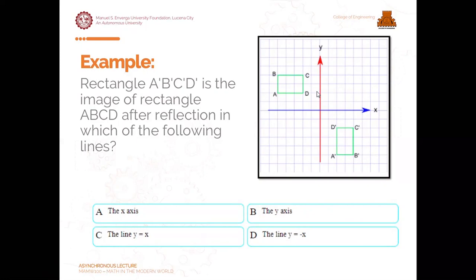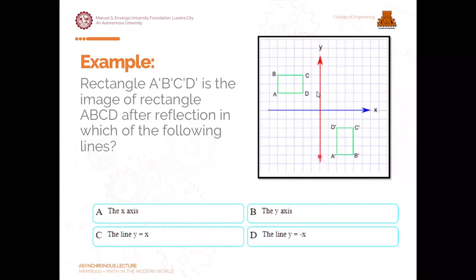Okay? So yung first natin is the x-axis. Yung x-axis natin ito. So kung yan yung mirror line, so dapat perpendicular yung flip natin. So yung mangyayari kapag A yung ginamit natin, dapat si rectangle is mapupunta dito, no? So hindi si letter A yung hinahanap natin. Next, letter B, the y-axis.